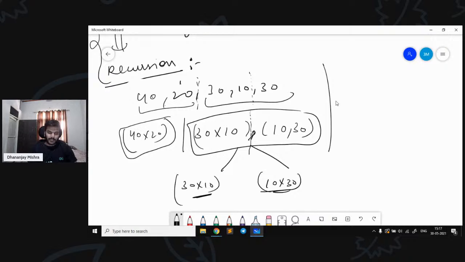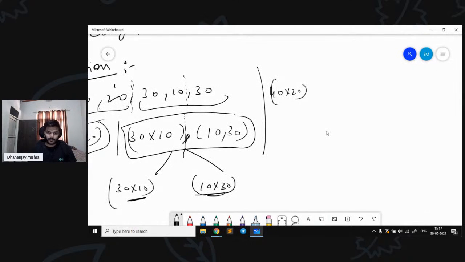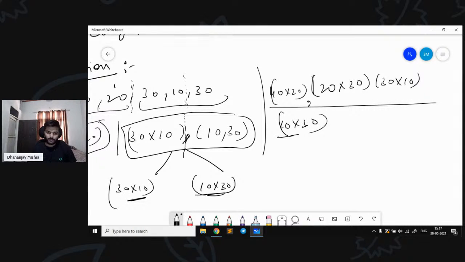So what do you think? Will the partition here work or not? Yeah, it will work, because if I do a partition at this point, the matrices I will be getting will be 40 into 20. This will be the first matrix, and 20 into 30, and 30 into 10. So the next matrix will be 30 into 10. Now if I do a partition here, the last matrix I will be getting will be 10 into 30.